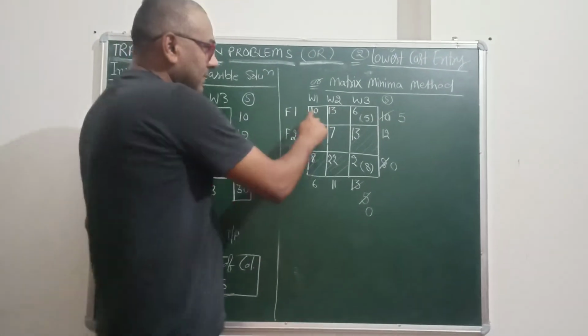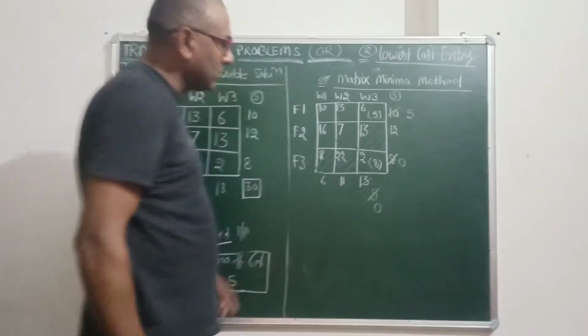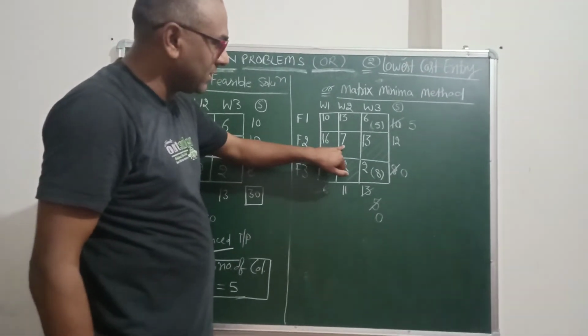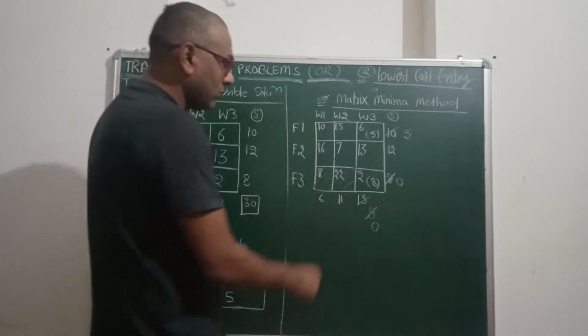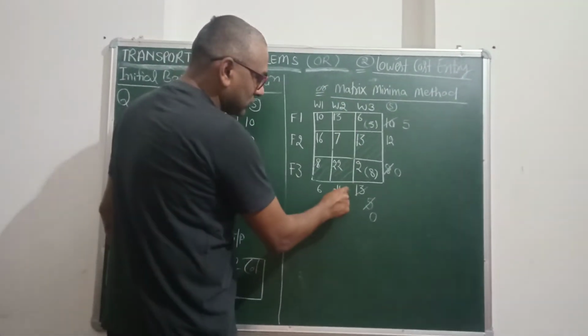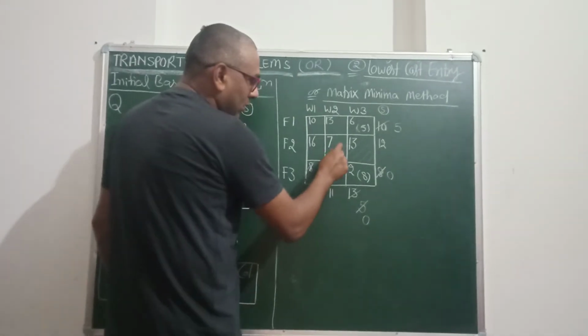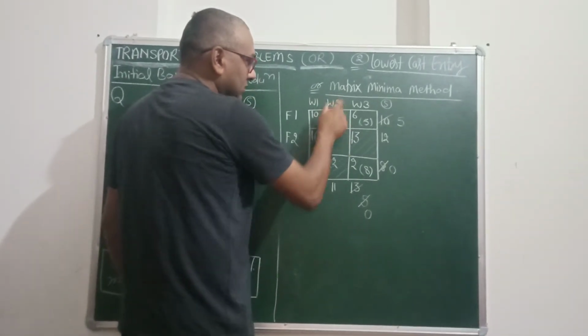Okay, now in these 4 further cells you will see that 7 is the minimum cost, so the next allocation will be made to this cell. Okay, now here you will see that the demand is 11 and the supply is 12, so the minimum amount can be allocated to this.